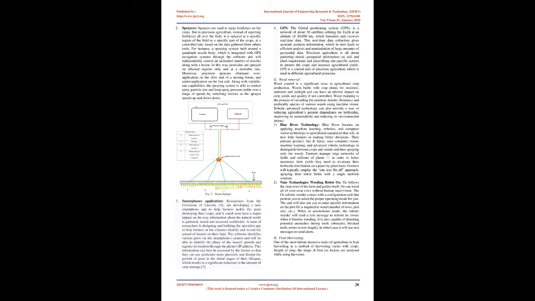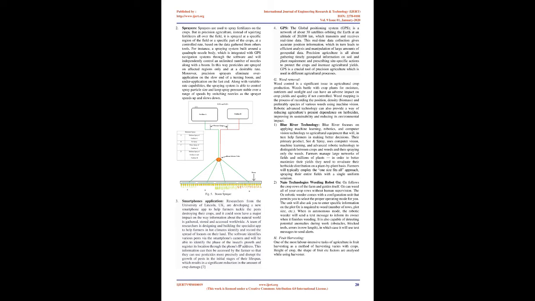Oz can weed all of your crop rows without human supervision. The Oz robotic weeder comes with a configuration unit that permits you to select the proper operating mode. The unit will also ask you to enter specific information on the plot Oz is required to weed: number of rows, plot size, etc. When in autonomous mode, the robotic weeder will send a text message to inform its owner when it finishes weeding. It is also capable of detecting potential anomalies during work, such as obstacles, blocked tools, and errors in row length, in which case it will use text messages to send alerts.